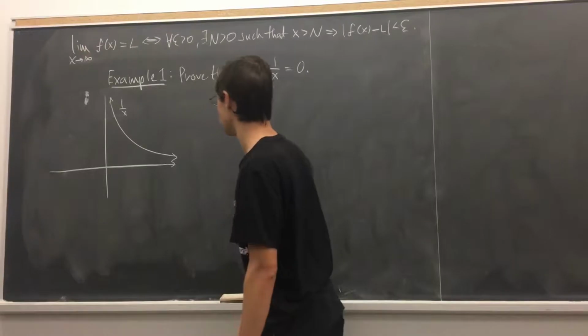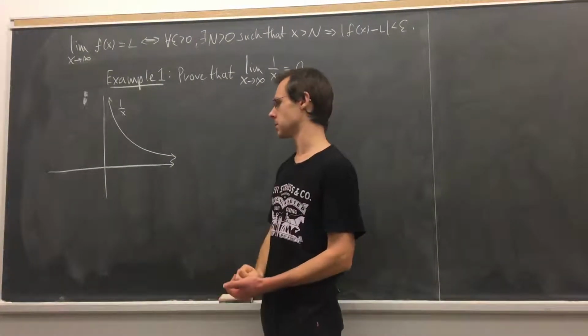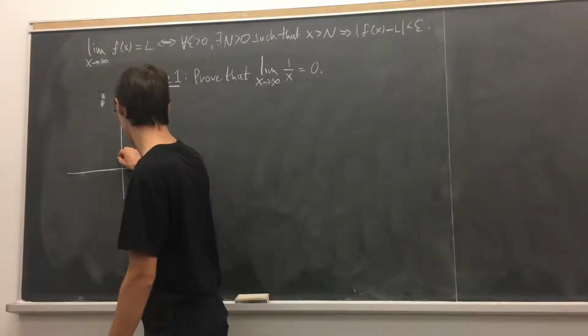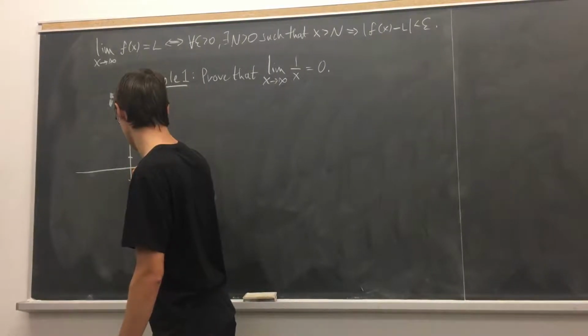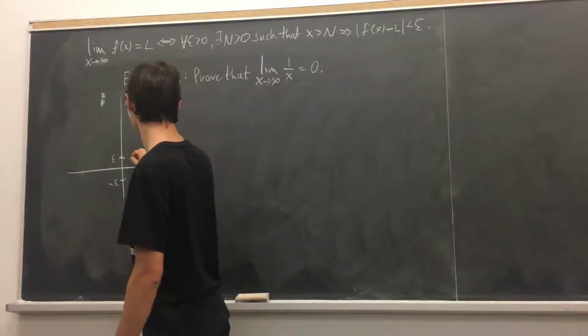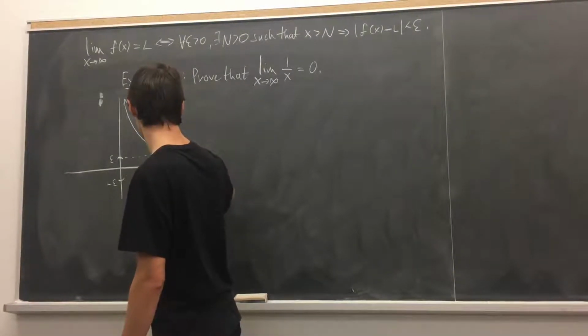Okay? So what does that mean? As x gets larger and larger, 1 over x gets closer and closer to 0. So for any epsilon window we pick around 0, let's say this is our epsilon window here. Okay, that's negative epsilon. This is epsilon. Okay? Draw our window here. I tilted it a bit. There we go.